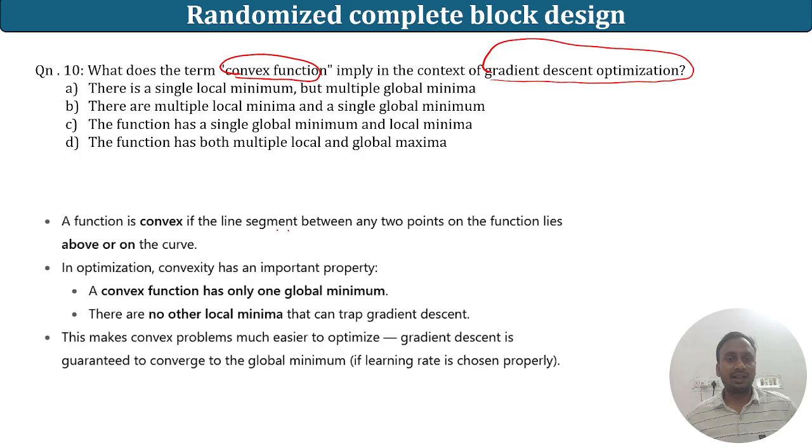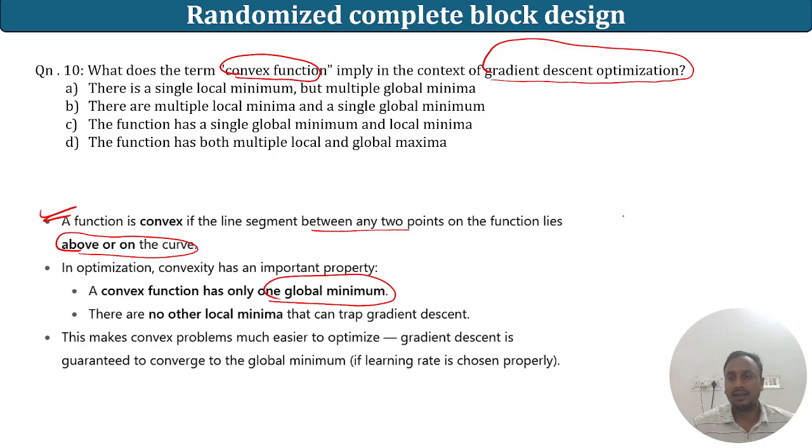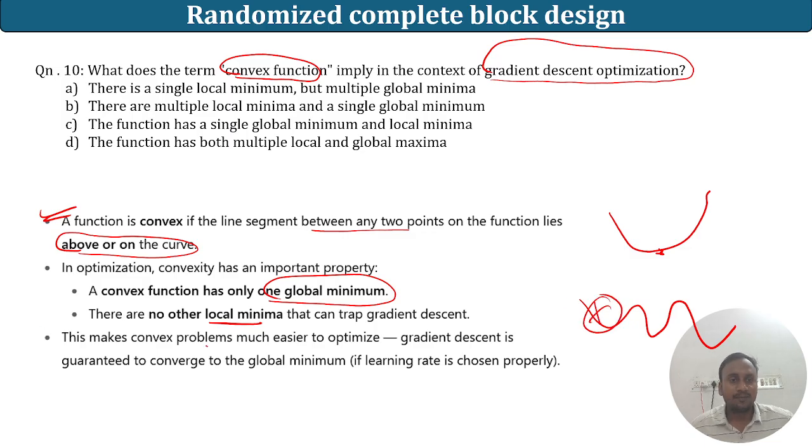A convex function is one where the line segment between any two points lies above or on the curve. In optimization, a convex function has an important property: it has only one global minimum. There are no other local minima. It should not look like a curve with several dips. Only one global minimum should be there, so that option can't be right. This makes convex functions much easier to optimize. So there is a single global minimum. This is the correct answer.